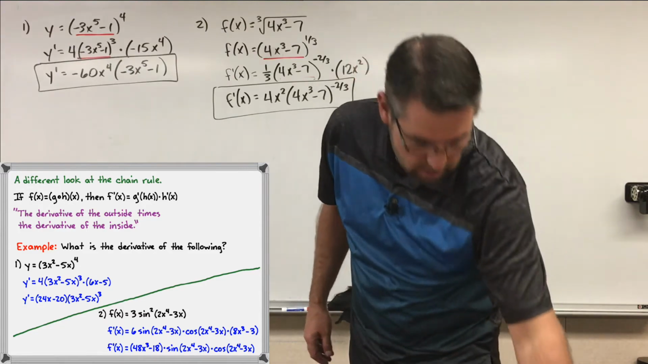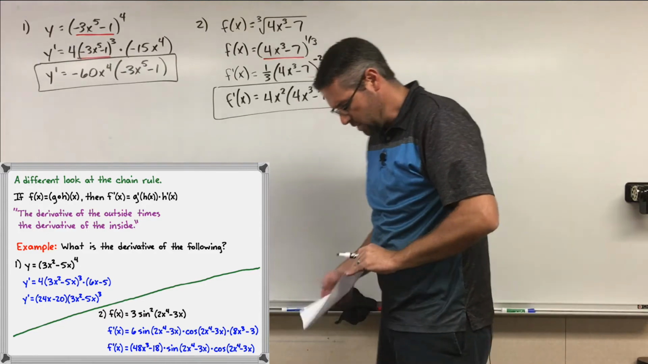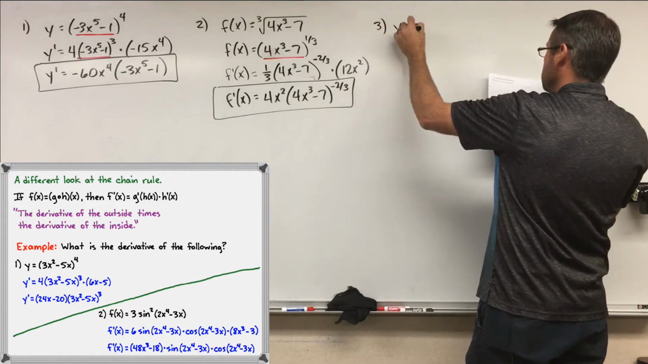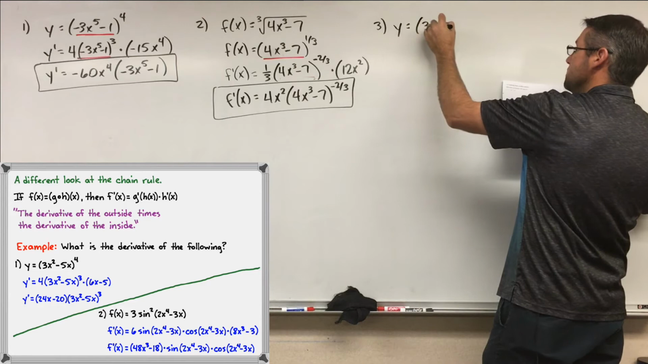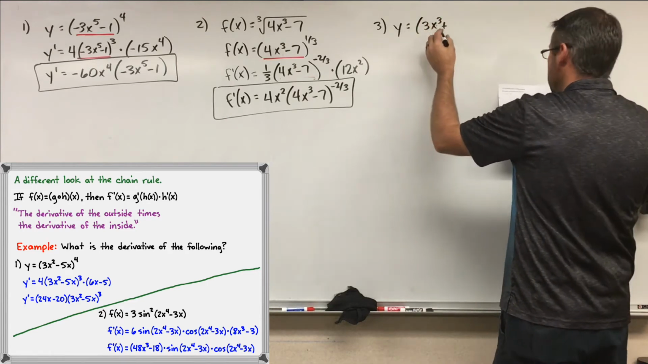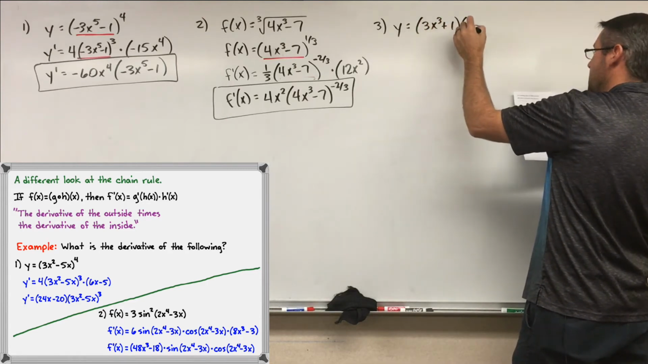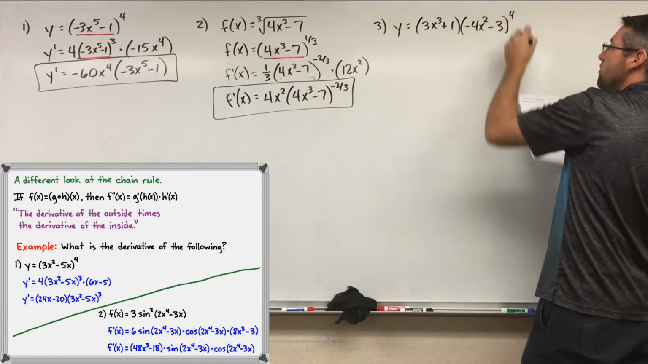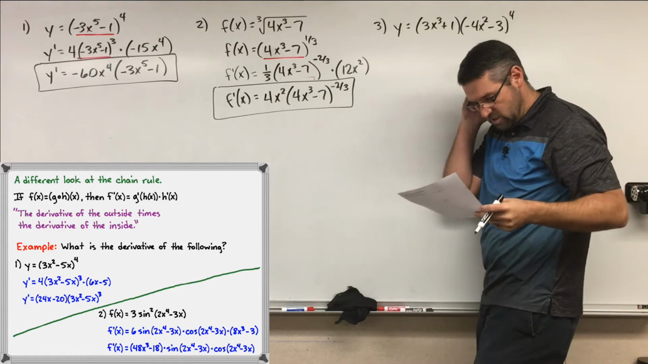For number 3, we have y equals, oh, I like this one. This one goes a little bit more intense. 3x to the third plus 1 times negative 4x squared minus 3 to the fourth. Okay, so one step further here.